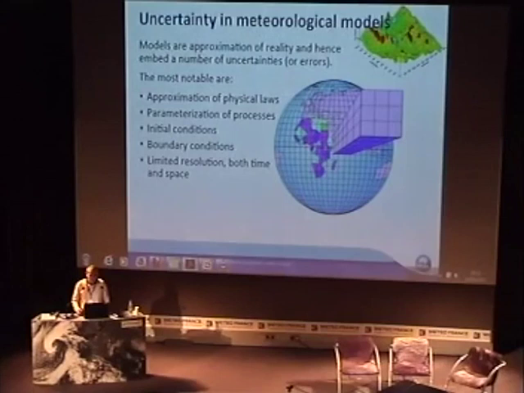So uncertainty in meteorological models: there are various problems with models, but still, they're very useful tools. But we need to be aware of various limitations, starting from the approximations we have on the physical laws that describe the dynamics and the thermodynamics of the Earth system. They need to be approximated because otherwise they'd be too complex for computers to deal with. Some of these processes are also parameterized, which introduces another level of error or uncertainty.